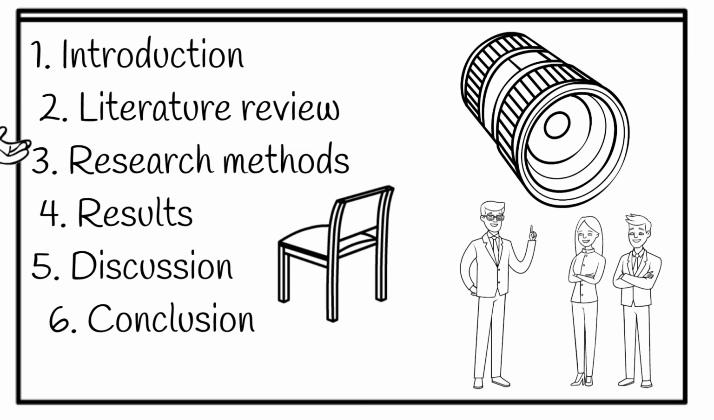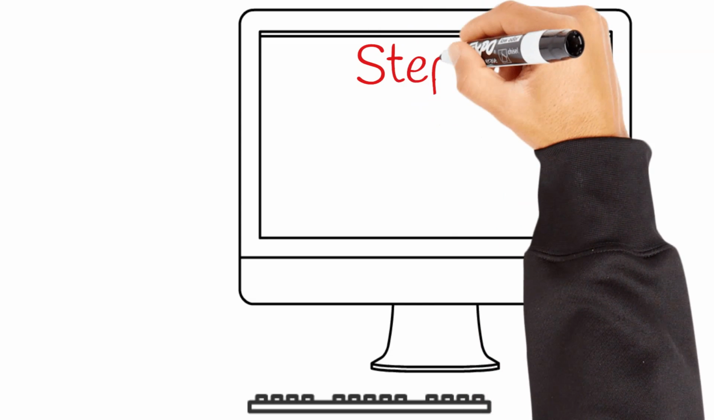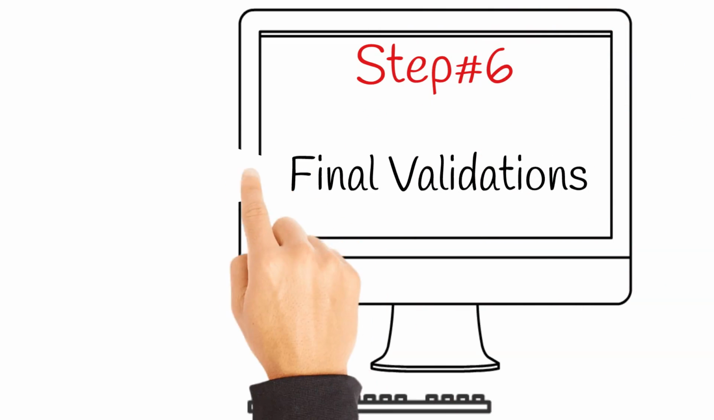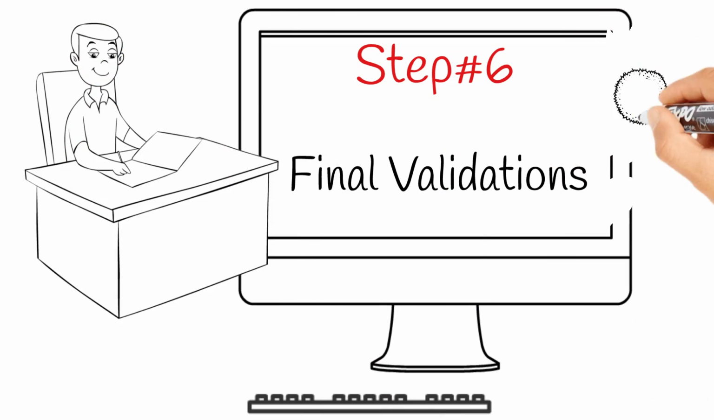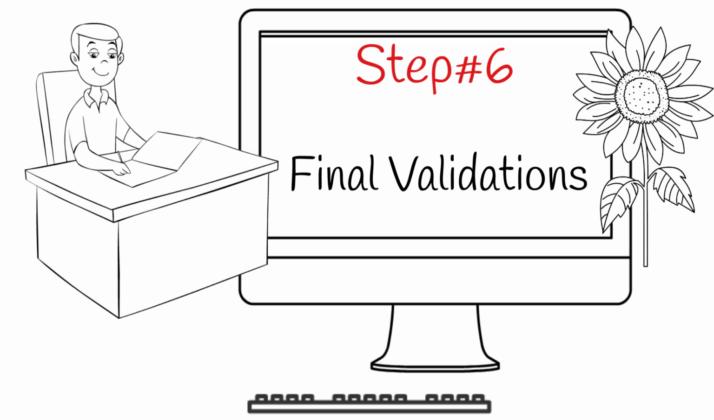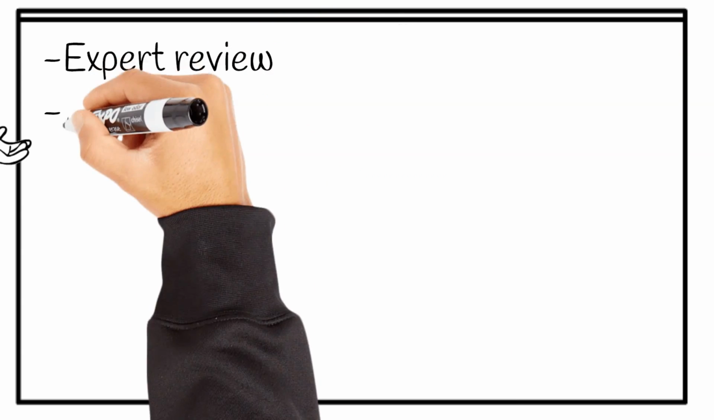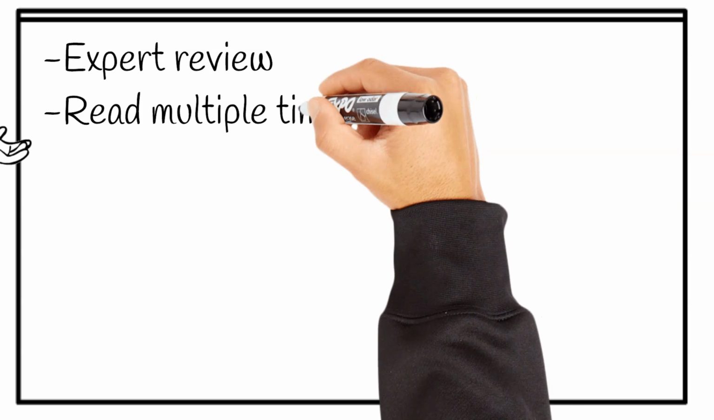The sixth and last step is final validation. Once your first draft of the paper is ready, the next step includes different tasks to validate your research paper. Experts in your field are the best people who could provide feedback and suggestions to improve the writing. So, getting feedback from different people in your scientific discipline is always advised. Reading the article multiple times is also recommended.